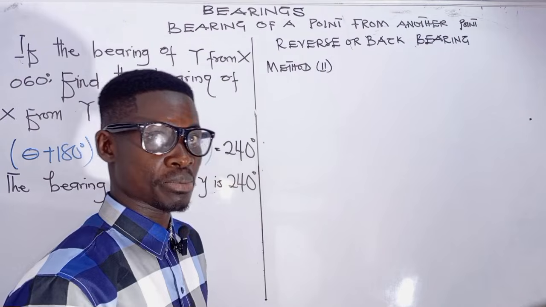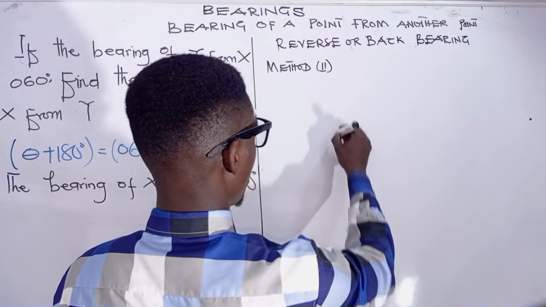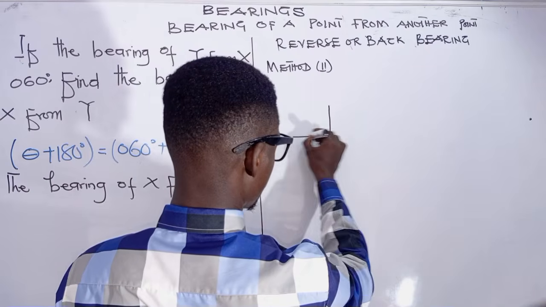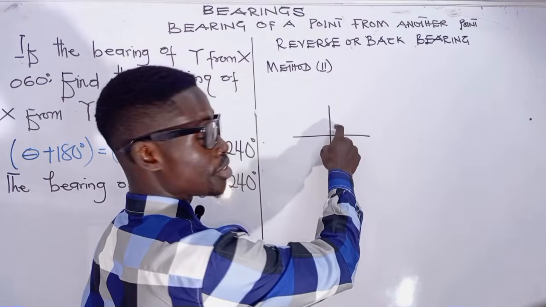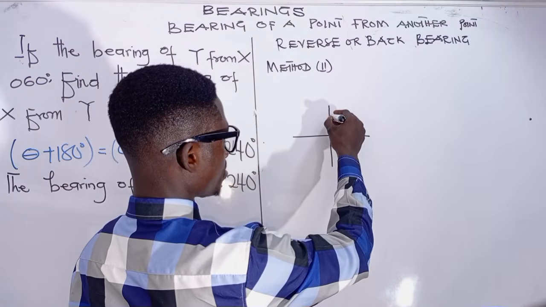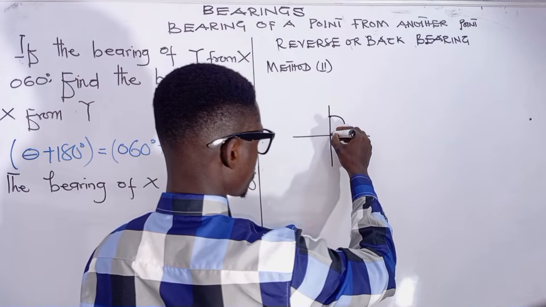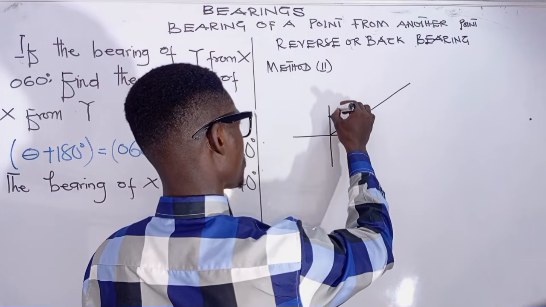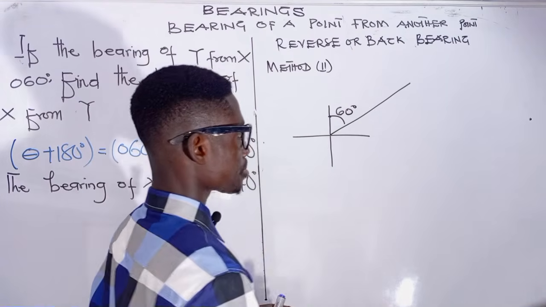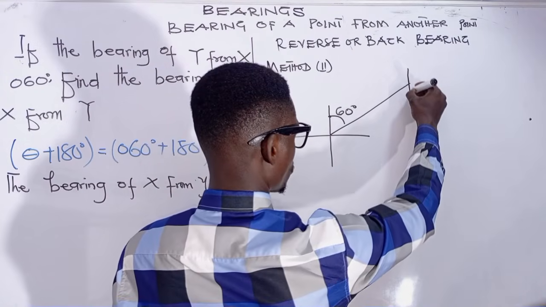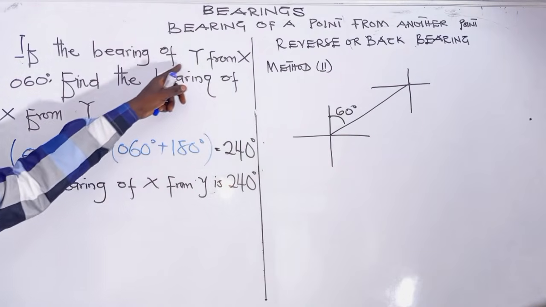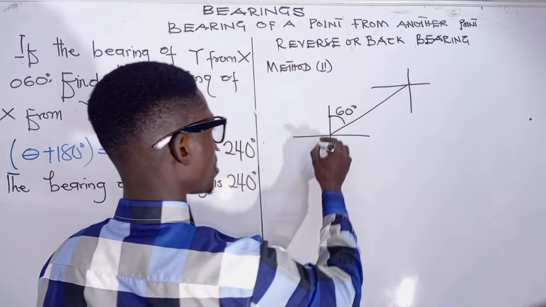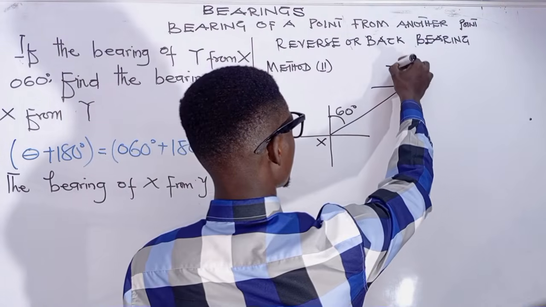Using the sketch diagram, we are first going to draw our cardinal points. We are saying that the bearing of y from x is 60 degrees, so 60 degrees is going to fall here. We start measuring from the north, and we have this. The angle given is 60 degrees. So we have this as well, and then we have y from x. So we have from x and then we have y.